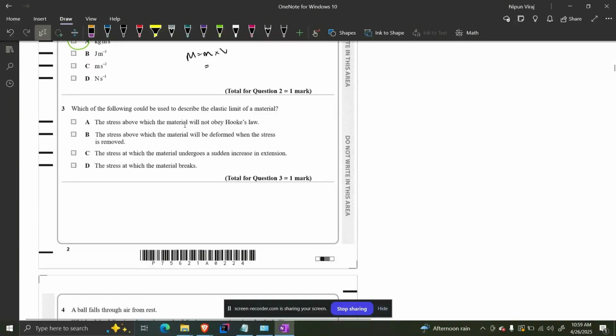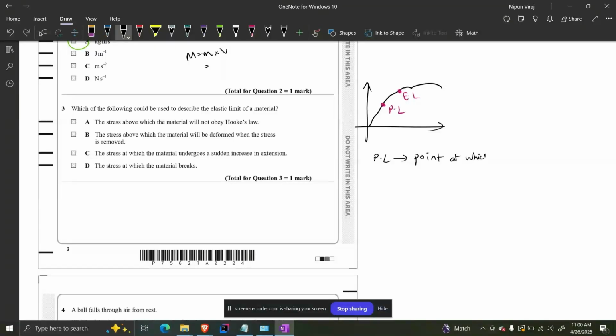Third one: which of the following could be used to describe the elastic limit of a material? If you take a material, there are some important points in this stress-strain curve that you should know. Let's say it is like this. There's one limit called the proportional limit, and there's another limit called the elastic limit. Let's talk about these two. The proportional limit, as you all know, is the point at which the material won't obey Hooke's law.